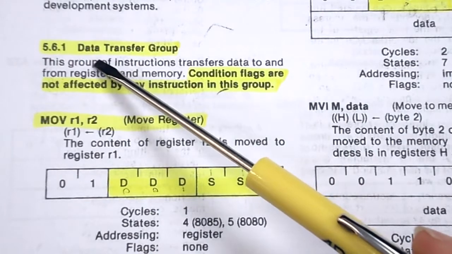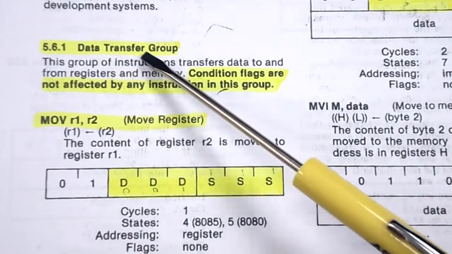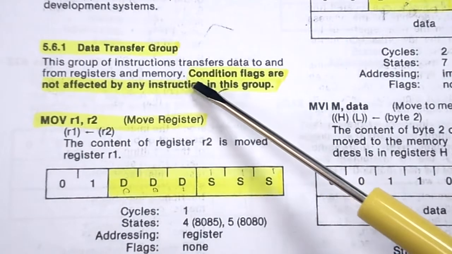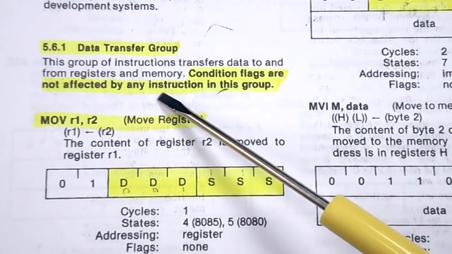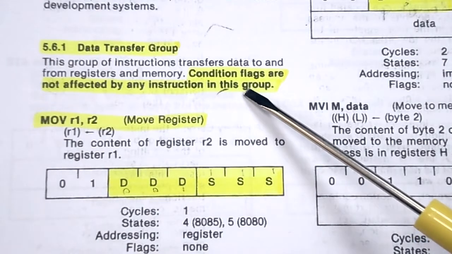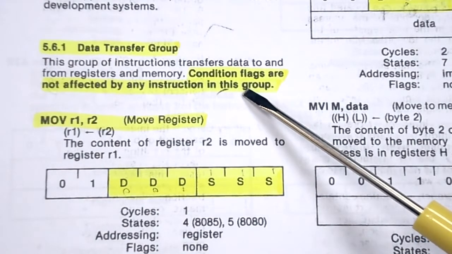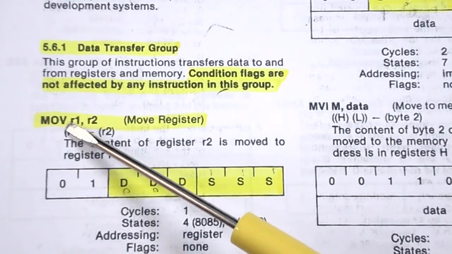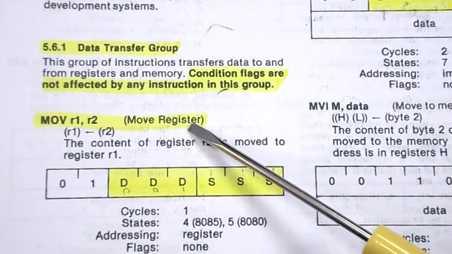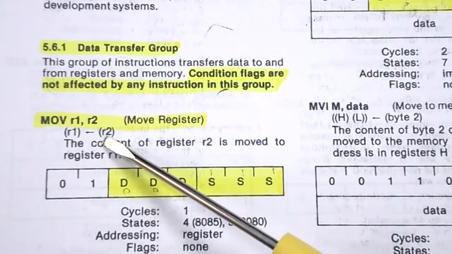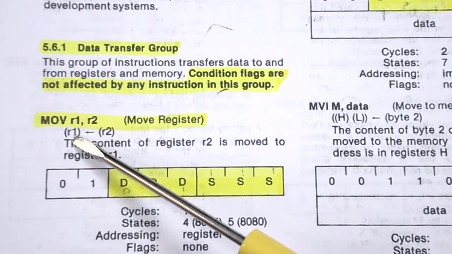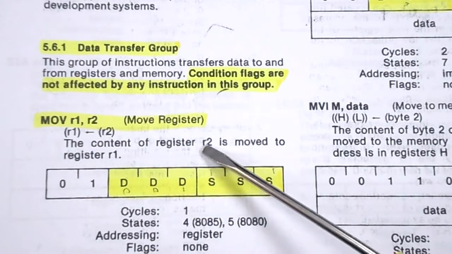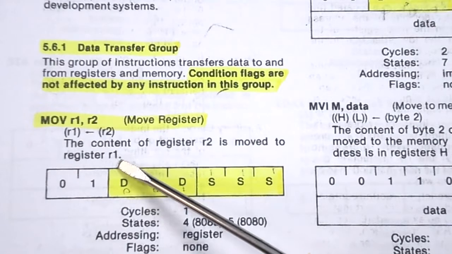And for section 5.6.1, that's the data transfer group. And that group, it says the condition flags are not affected by any instruction in this group. So we're not actually covering flag registers in this lesson. And luckily, all these instructions do not affect any of the flags. So you can see that we are going to be using the MOV instruction, or move register instruction. And you can see R2 is being moved into R1. So the content of register R2 is moved to register R1.